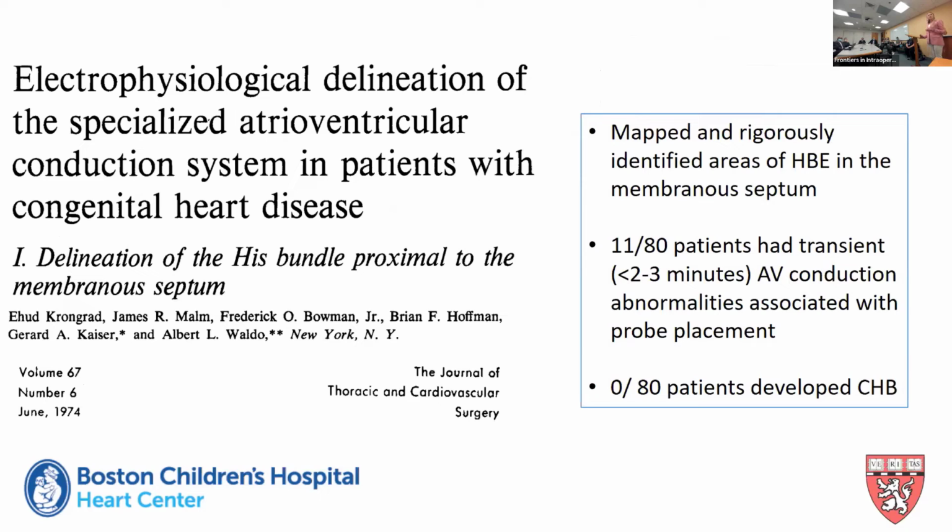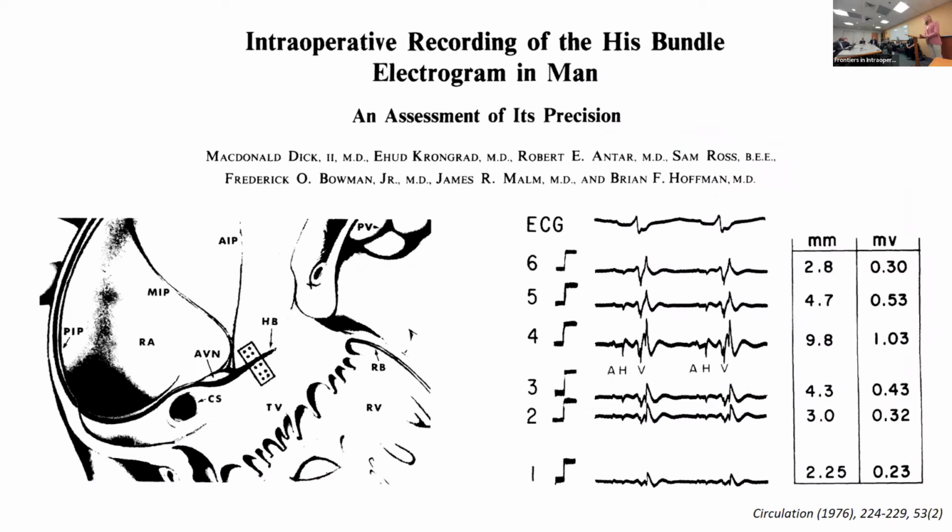Members of this group went on to do a broader look at this and look at a larger group of patients. This study from Dr. Krongrad and colleagues from the first one, published in 1974 in JTCVS, demonstrated that in 80 patients with congenital heart disease, they performed electrical mapping using those same techniques and tools that I showed you earlier. They said that none of the patients that they mapped developed complete heart block, but they did note that a significant percentage had transient AV block associated with placing the probe in the area and doing rigorous mapping in that area. So something to keep in mind and be aware of as a possibility.